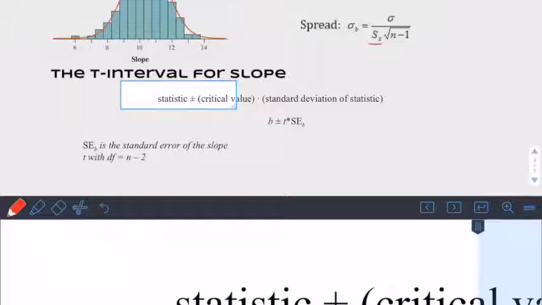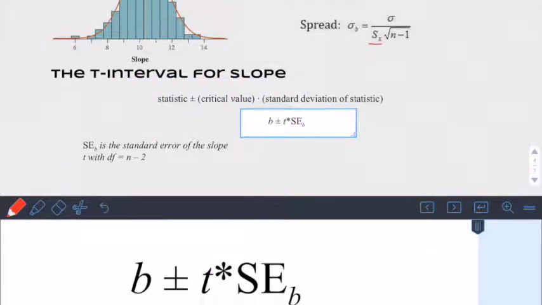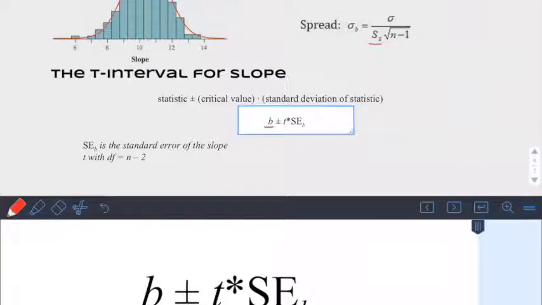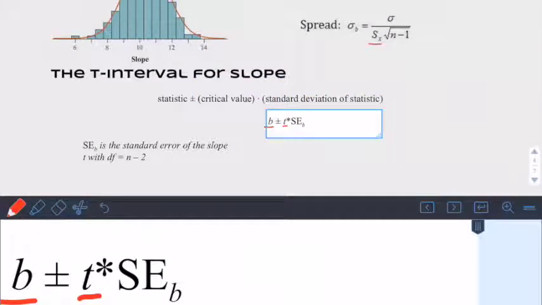And then here we can create a t interval. We're using t because we have samples, right? We're not using proportions. It's similar to means instead of proportions. So we have our slope, our test statistic, right? This is our sample slope. And then we have our critical value, t star, and then we have the standard deviation of the statistic.